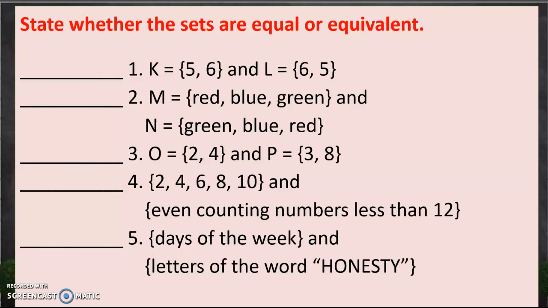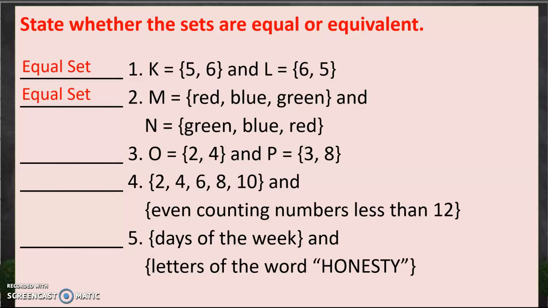State whether the sets are equal or equivalent. Number 1. K is 5, 6 and L is 6, 5. They have exactly the same elements, so they are equal sets. Number 2. Set M: red, blue, and green. Set N is green, blue, red. They have exactly the same elements, so they are equal sets.